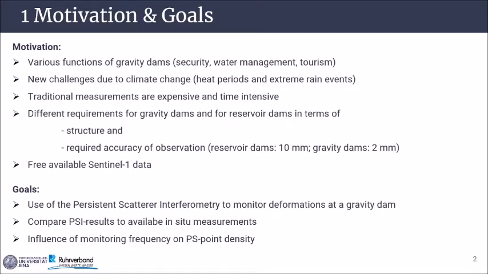These motivations led to a few specific goals for this study. Firstly, we wanted to make use of the PSI technique to monitor deformations at the gravity dam and also make assumptions about the achievable accuracy, especially in comparison with available in situ measurements. In addition, assumptions about the influence of the monitoring frequency on the resulting PS point density were also a goal in this study.